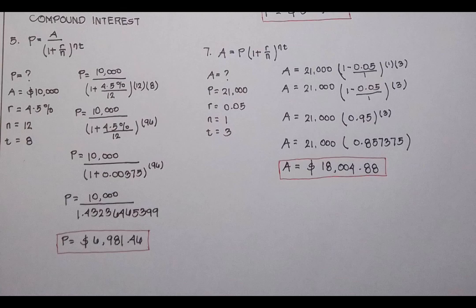0.857375 is equals to A equals to 18,004.88 US dollar.